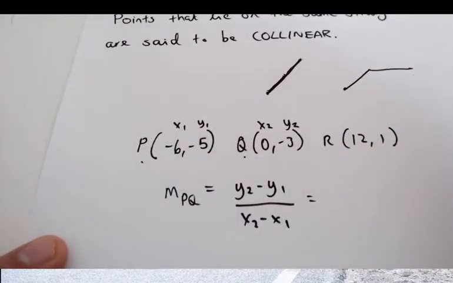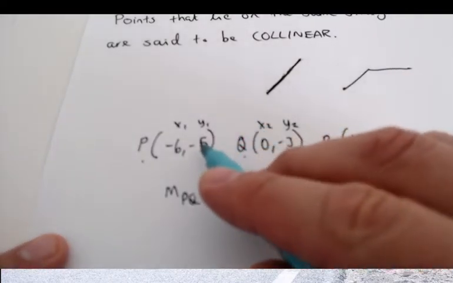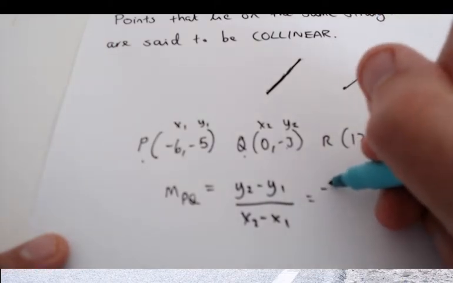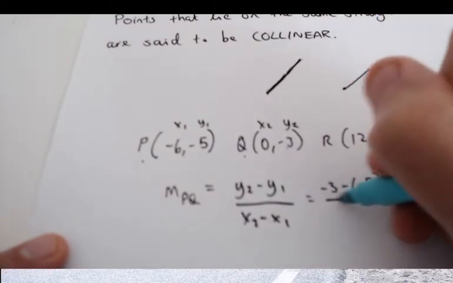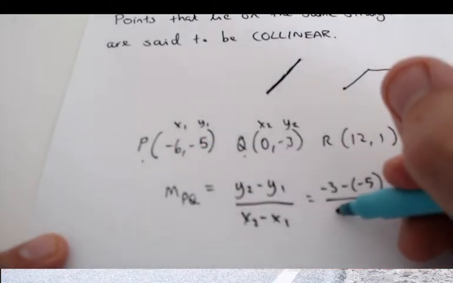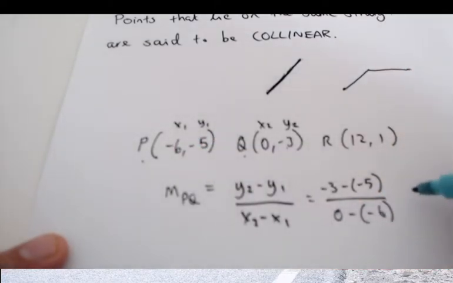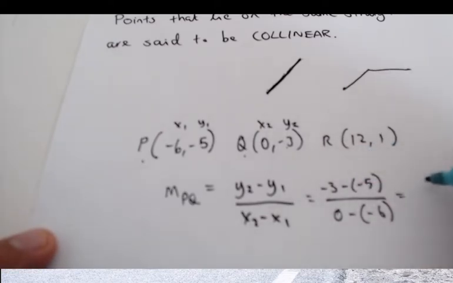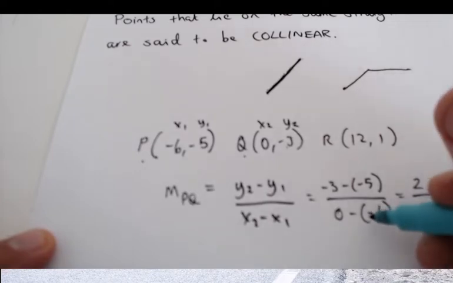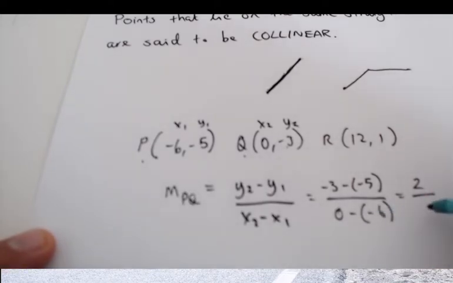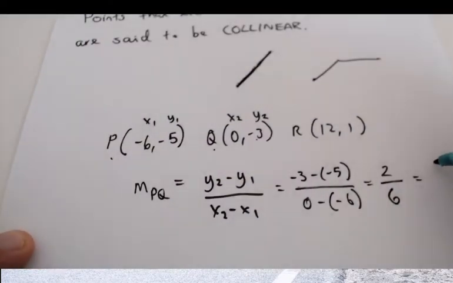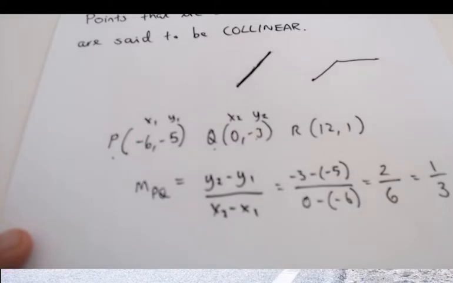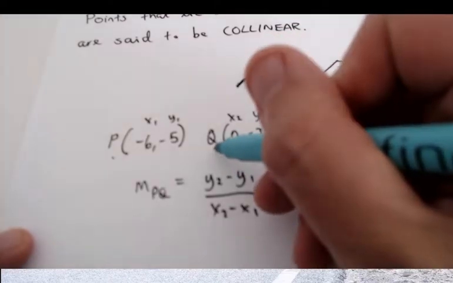I'm not going to go over that in detail every single time we do a gradient question. So y2 take away y1: I've got -3 take away -5, over x2 take away x1, which is 0 take away -6. So -3 take away -5 will change to add. That'll be -3 add 5, which takes me up to 2. 0 take away -6 will be 0 add 6, which takes me up to 6. My answer of 2/6 I shall simplify to get a third. So there's my first line. My first line has a gradient of a third. Now I'm going to look at my second line.